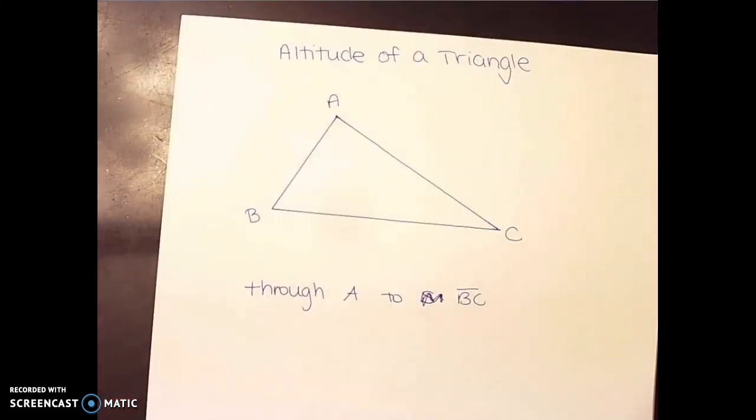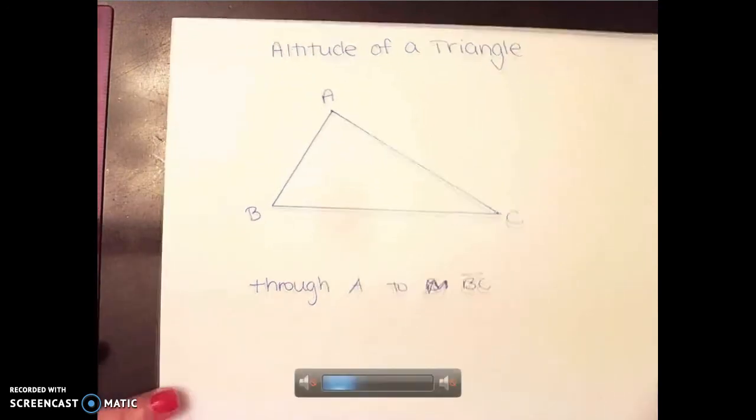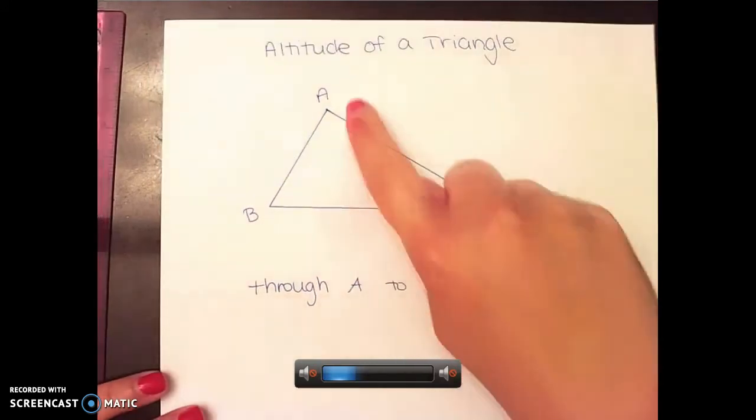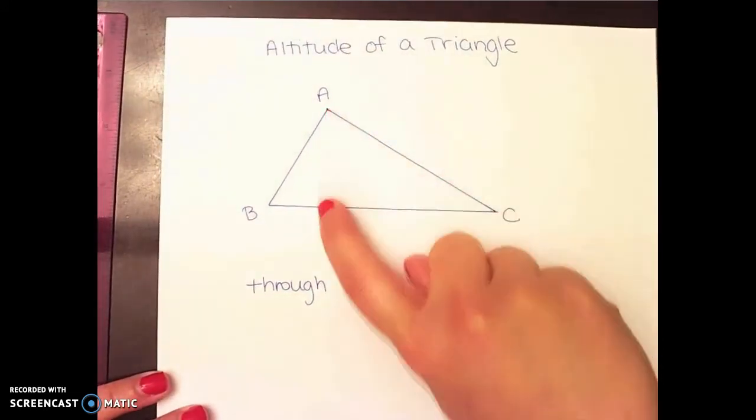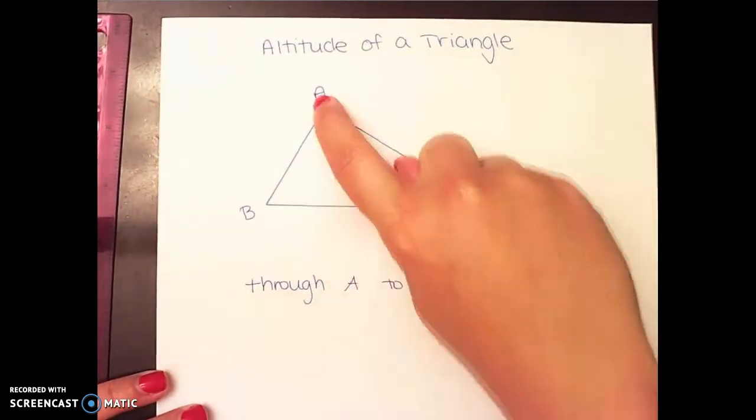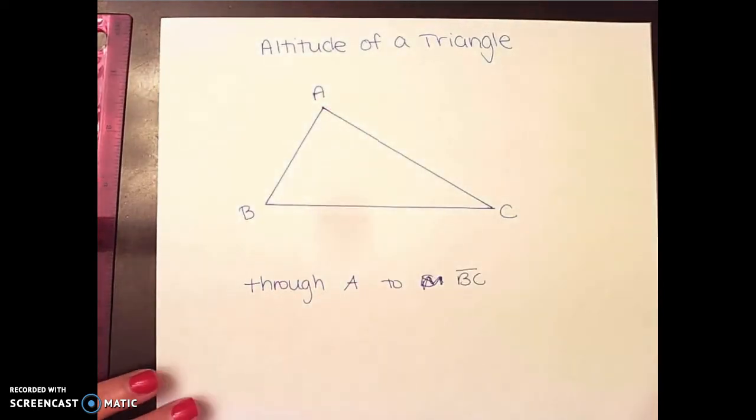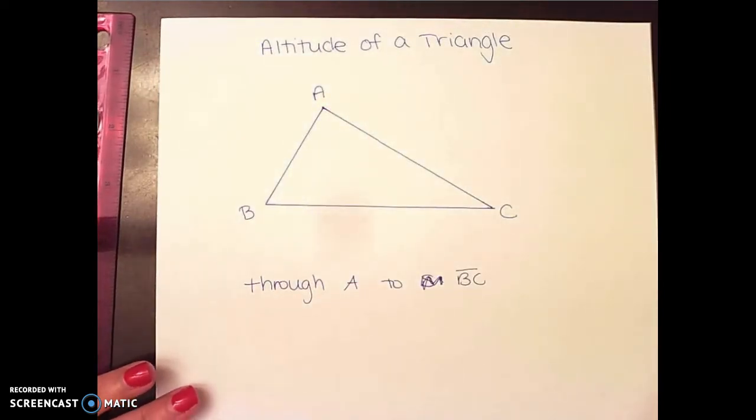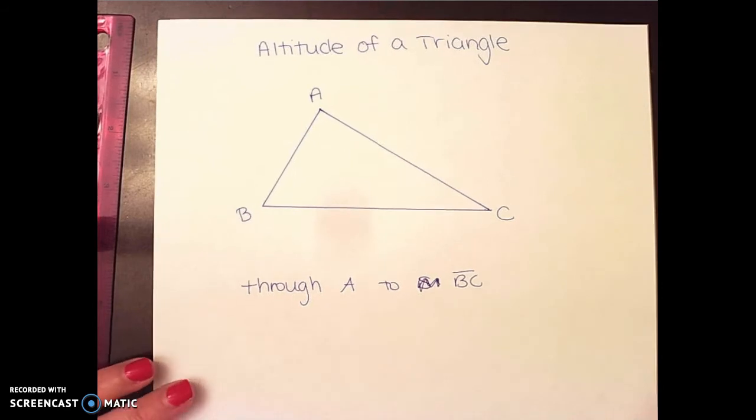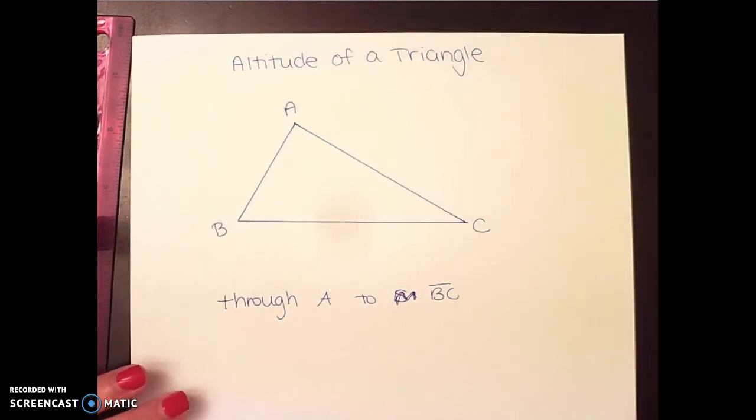Okay, so first thing that we have to know is that an altitude is another word for the height of the triangle. So if I want a height through point A, it's going to look something like this. An altitude or a height is going to be perpendicular to the base of the triangle. So this is actually the perpendicular bisector construction again.